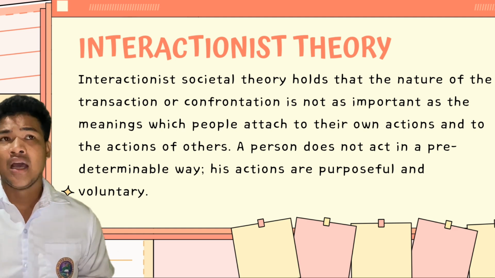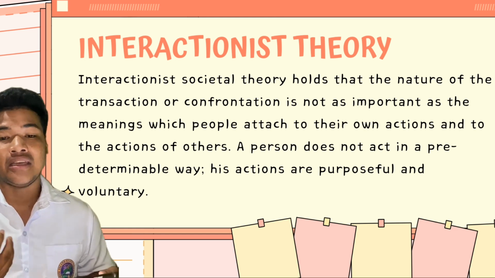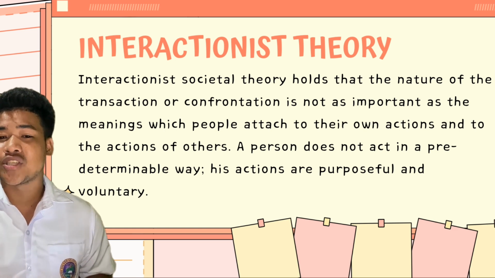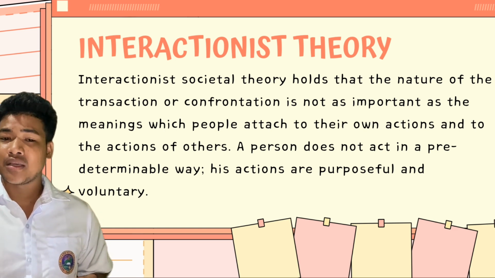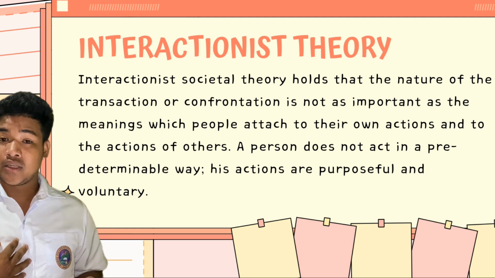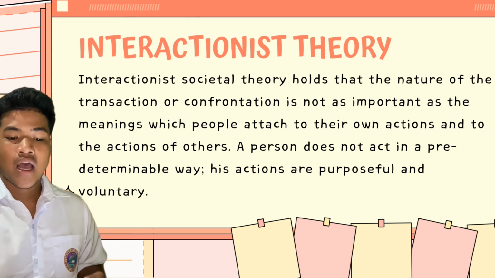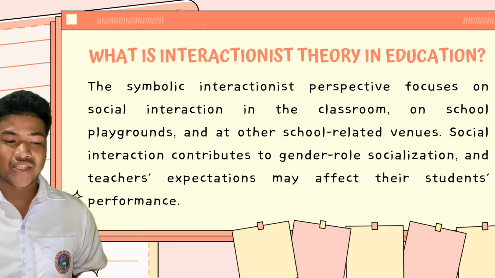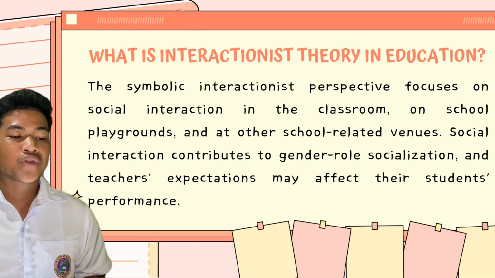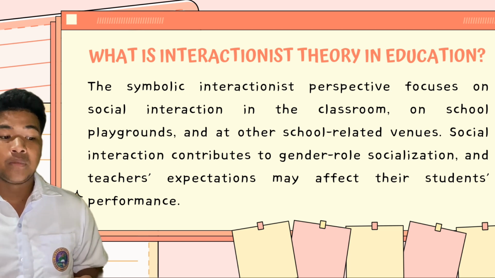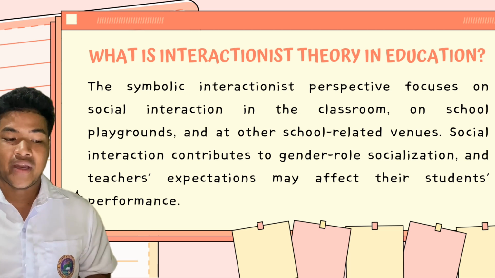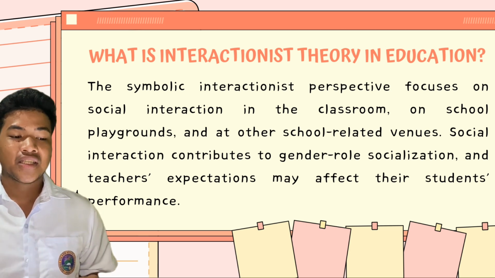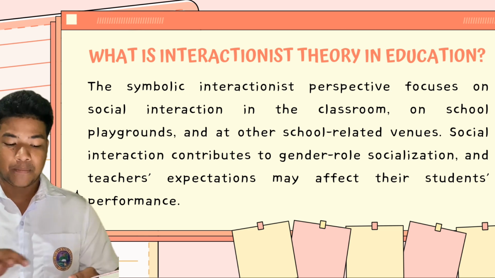So it's really hard for us, because when we say learning, it's not innate. It can be learned from other people. Through social interaction, we can learn from it, because learning is not inherent. It can be constructed through interaction. So what is interactionist theory in education? The symbolic interactionist perspective focuses on social interaction in the classroom, on school playgrounds, and at other school-related venues. Social interaction contributes to general socialization, and teachers' expectations may affect their students' performance.